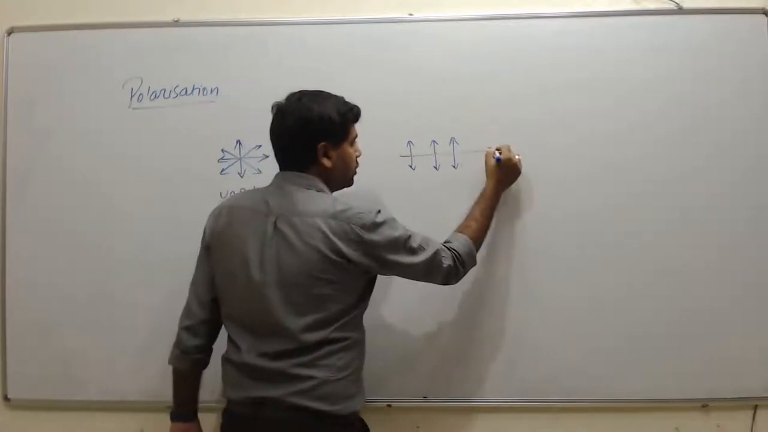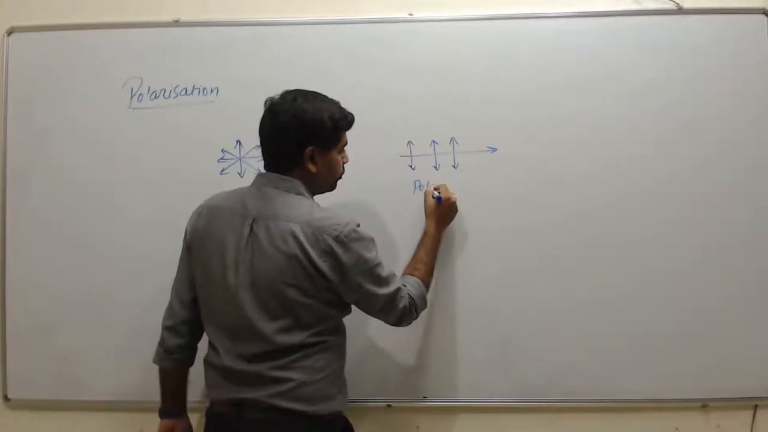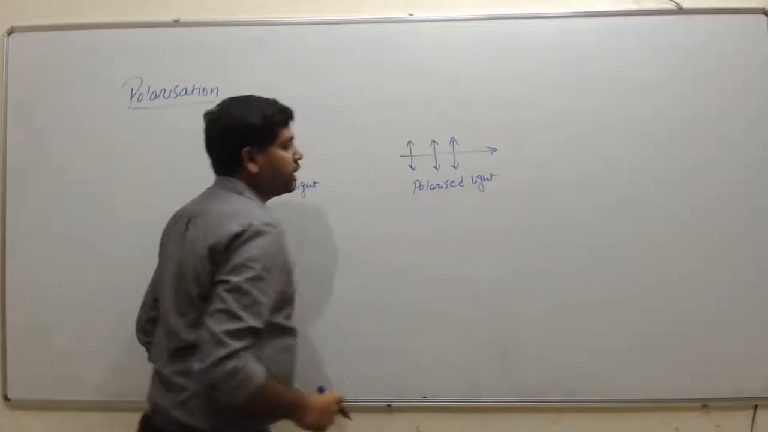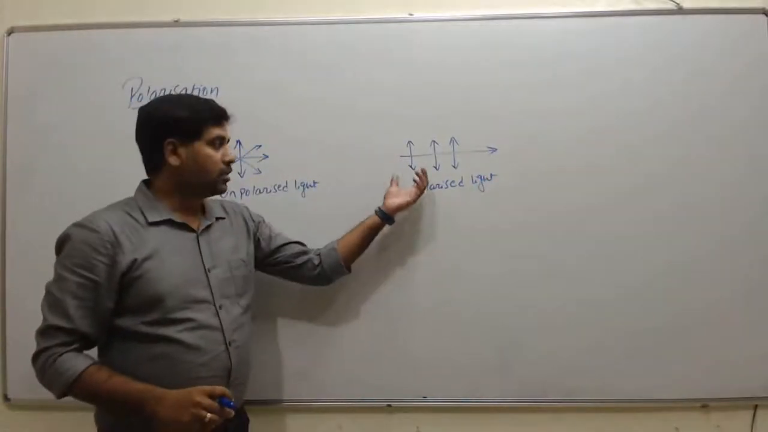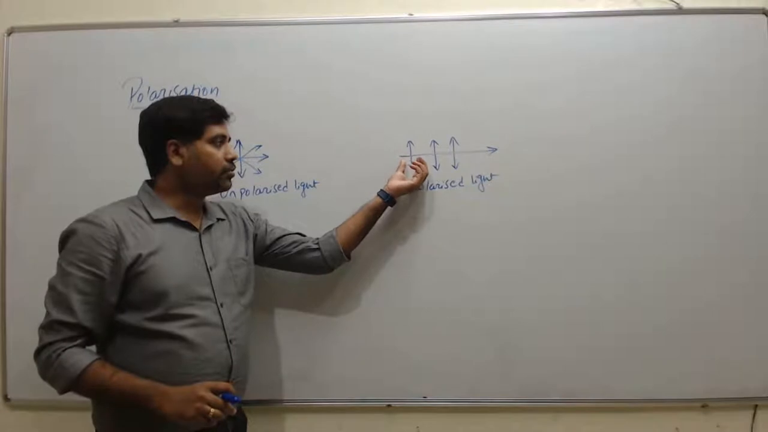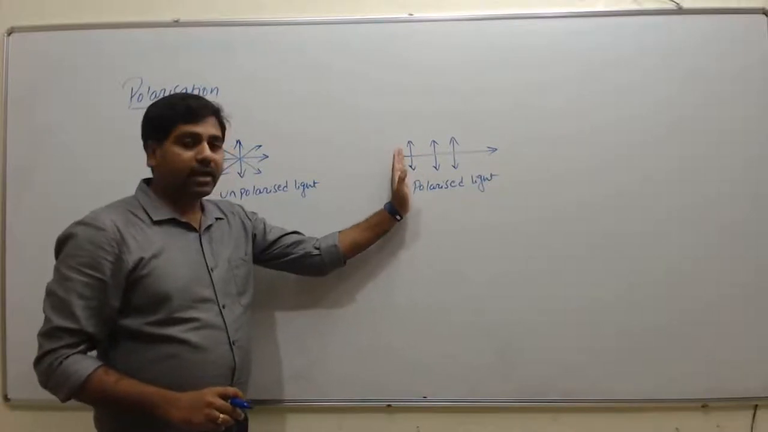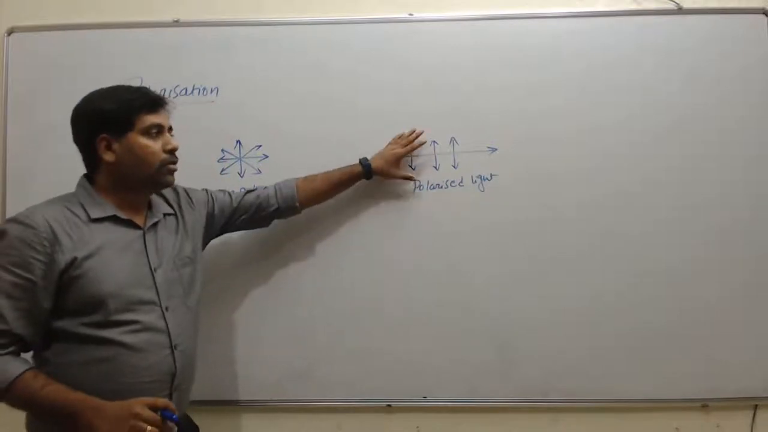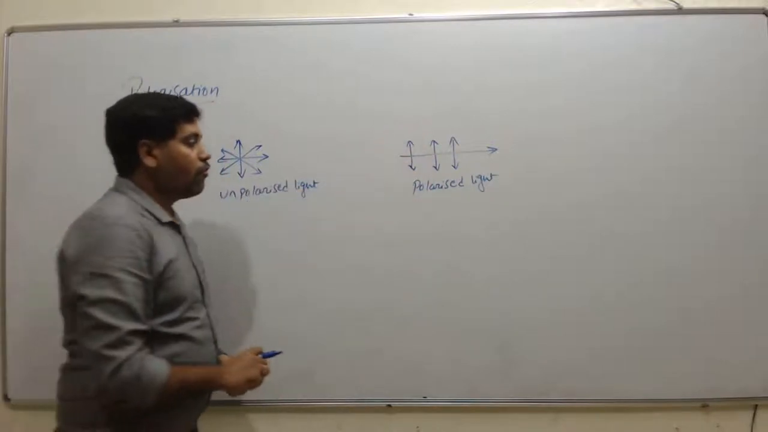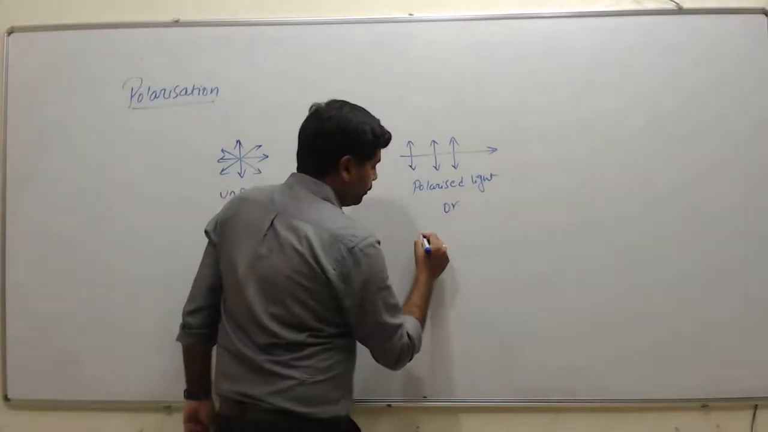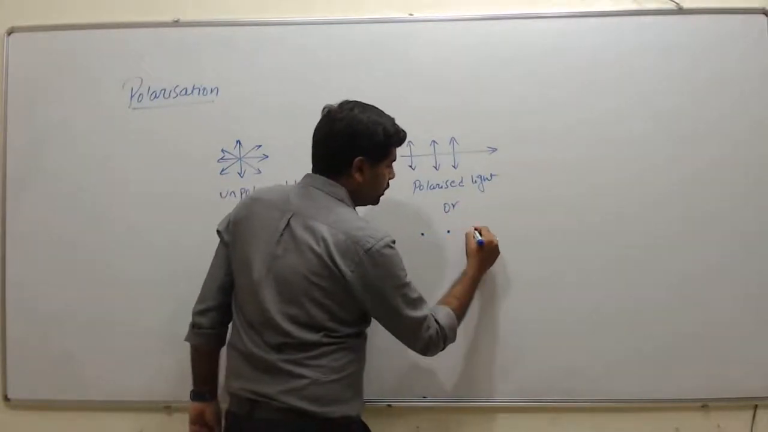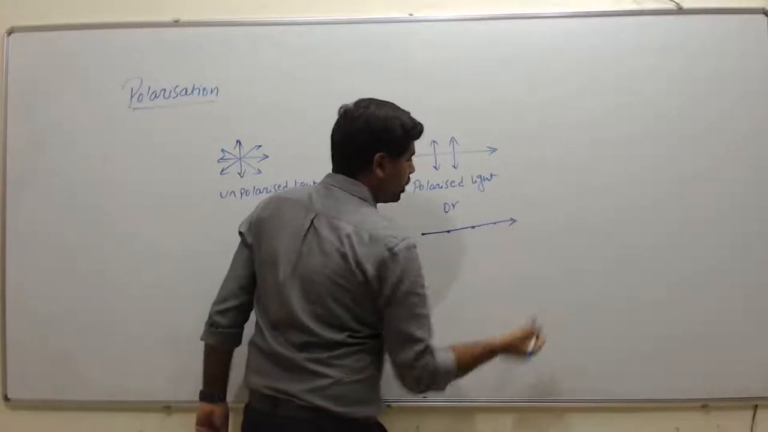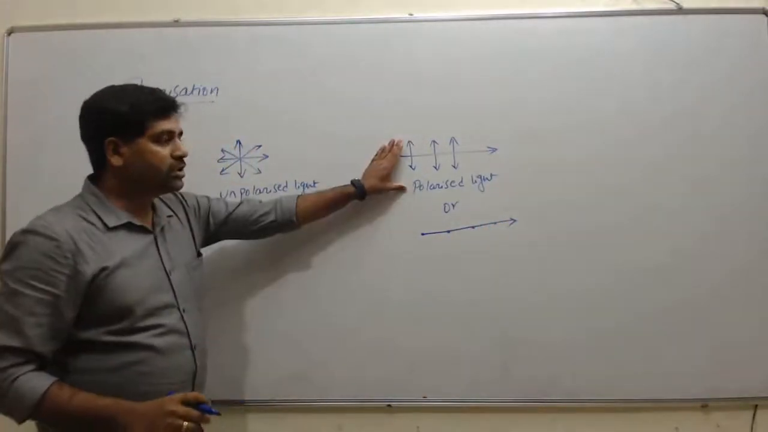So this one represents polarized light. Polarized light means the waves, that is, the electric vectors, vibrate in only one plane, either along the XY plane or along the YZ plane. So these are the representations of polarized light. So what does this represent?